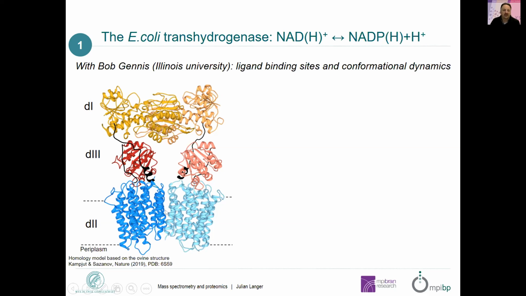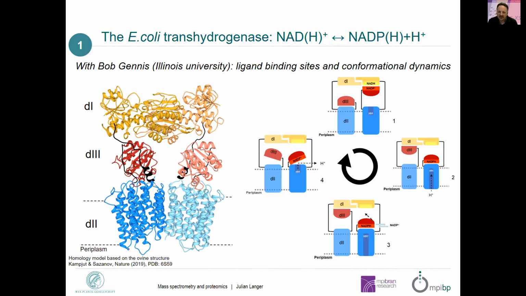E. coli transhydrogenase. And Robert Gannon's lab actually specialized in this. They have a few activity assays, and they had pretty distinct conditions where they knew that a particular activity state of the enzyme is active. And we have snapshots of the structure, but there are a couple of points in the reaction cycle that we don't really know how they work.